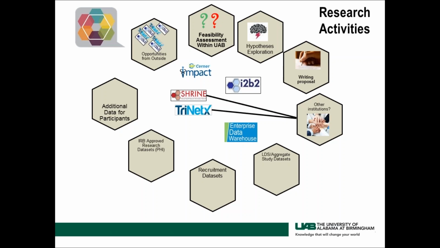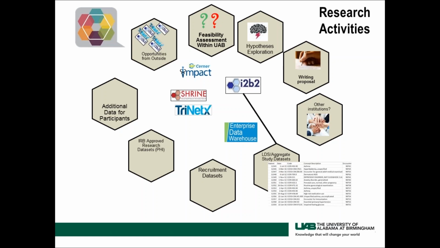If your population is not sufficient within UAB, why not go to other institutions? And we can go to those other institutions either via Shrine or potentially via Trinetics. So if you're studying a rare disease at UAB and you have 50 patients, but that's not quite enough, well, you can look at Emory, MUSC, Arkansas. Maybe they each have 25 patients. And together, we have enough to really approach the study. Or even if you have enough population, but your proposal would be strengthened by having the entire Southeast, then that's an opportunity both via i2b2 and via Trinetics and Shrine.